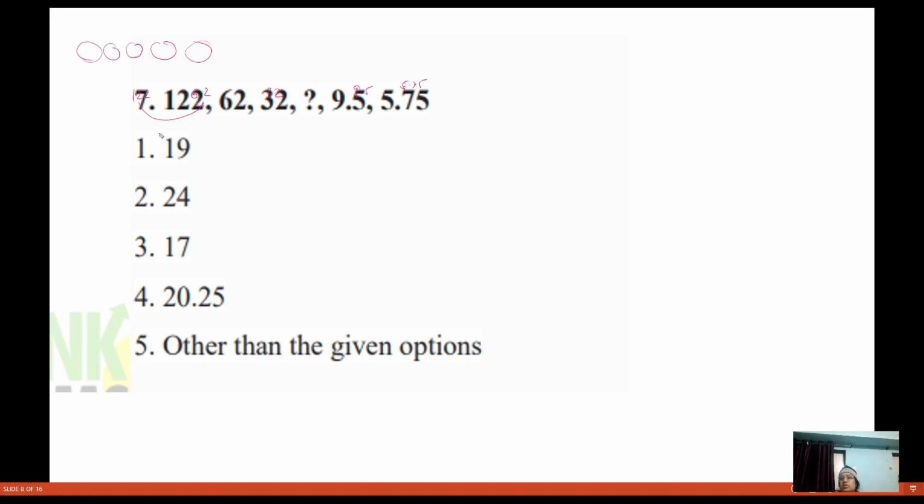So 122 to 62, how much less is it? Minus 60. And this is minus 30. We don't know about this place. So 122 to 62 is minus 60, and 62 to 32 is minus 30. Okay, so by that logic, this should be minus 15. So 32 minus 15 is 17. So you will get 17 here.